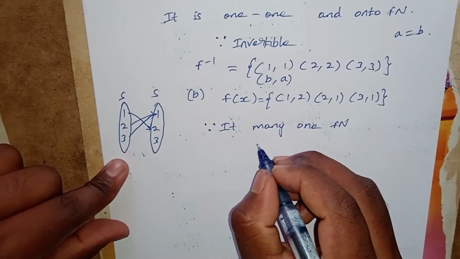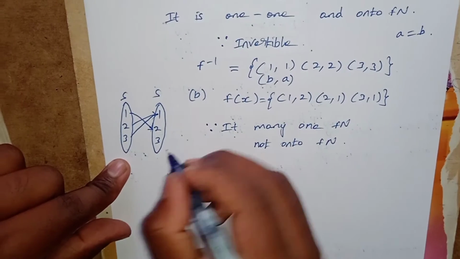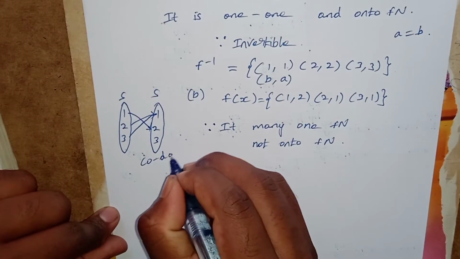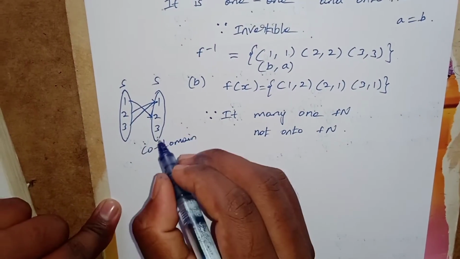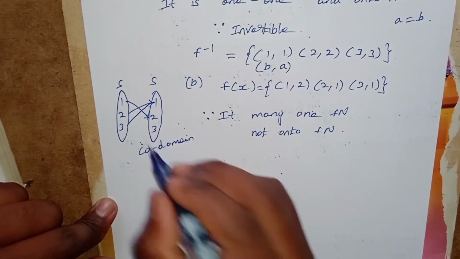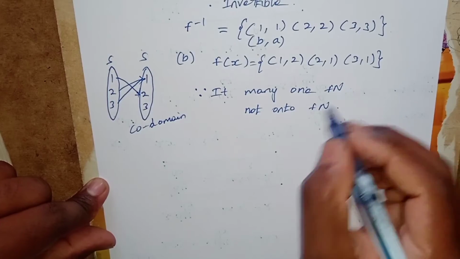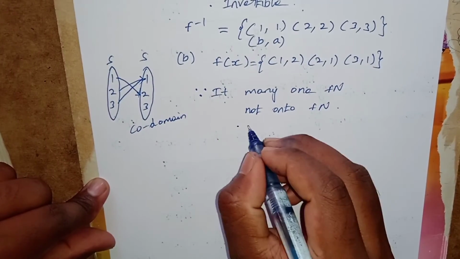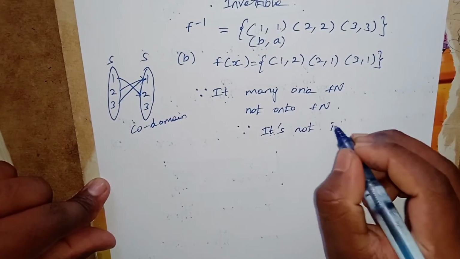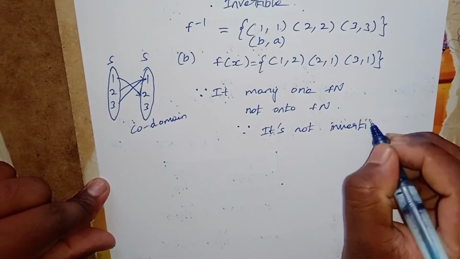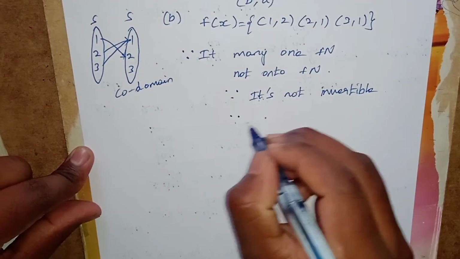and not an onto function, because here in my codomain 3 has no pre-image. Therefore here it is not an onto function. Okay, here it is many to one and not onto function. Therefore here it is not invertible. Okay, we cannot find the inverse. Inverse does not exist.